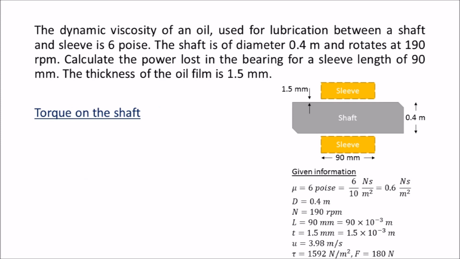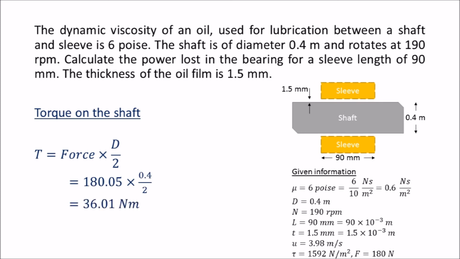The last step before calculating our lost power is to find the torque on the shaft using the shear force that we just calculated. Torque is given by force multiplied by half of the shaft diameter, as that is the length that essentially acts as our lever arm in this problem. Again, we substitute our known values, and the result is a torque of 36 Newton meters.